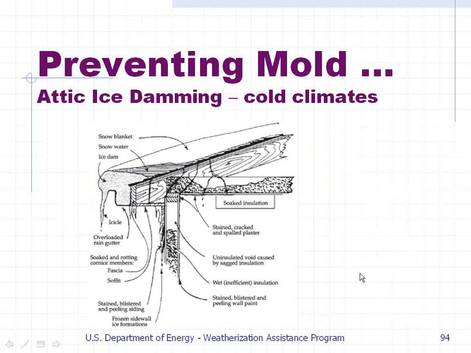Preventing mold, attic ice damming in cold climates. Now, this is an illustration of an ice dam, and you see where there's soaked and rotted cornice members, and the soffit is rotted, and there's stained, blistering, and peeling siding, and you've got soaked insulation up here, and you've got stained, cracked, and spalled plaster, and there's an uninsulated void right here. Well, how do you prevent these situations from happening? This was caused actually by snow on the roof and then turning into snow water underneath, which leaked down in and created the ice dam right here that you see.